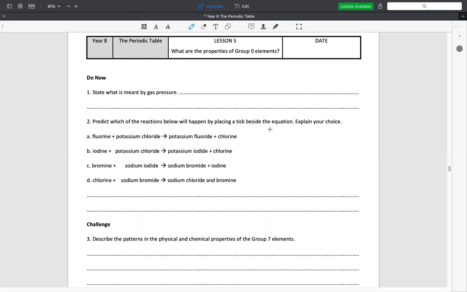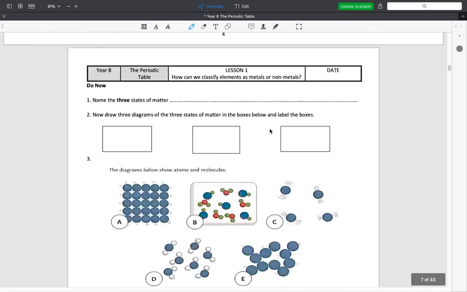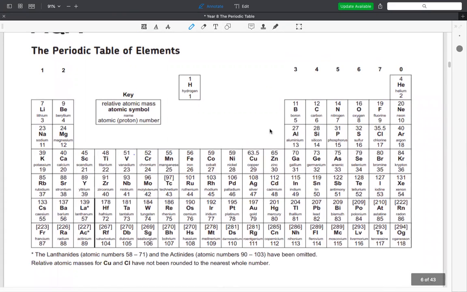Okay, girls, looking at our final lesson, so looking at group 0 elements and looking at their properties in more detail. And this lesson's quite short, it's not too difficult. Let's get started. So I'm going to flick back to our periodic table at the beginning to see what we know about group 0 elements already.